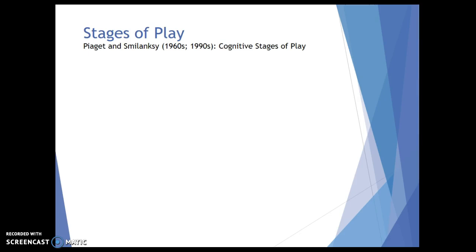Okay, so let's talk about another theory or a framework for stages of play. This is done by our old friend Jean Piaget and later expanded upon by Smolansky, which I think is a super fun name to say, Smolansky. And they look at the cognitive stages of play. So this really maps onto Piaget's framework almost exactly.